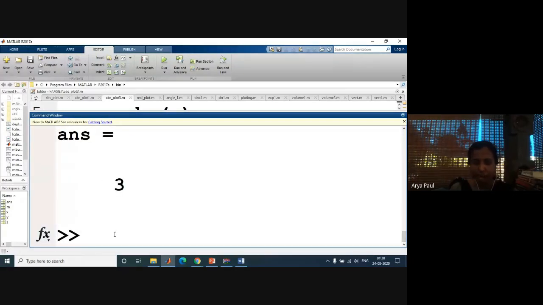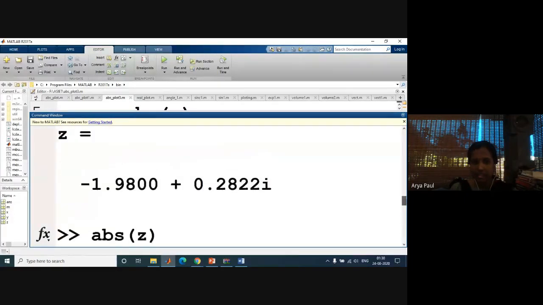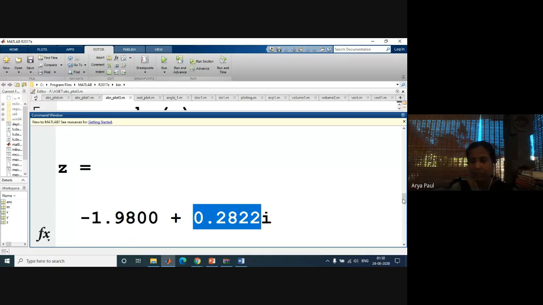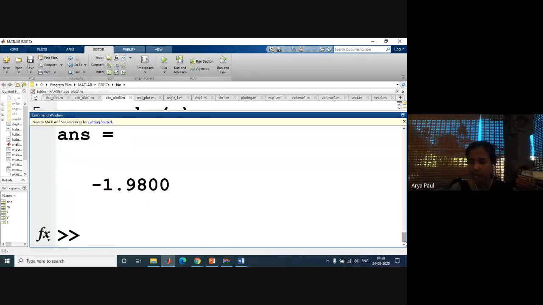I hope this is clear. Now, if you want to find the real part of z, you will get minus 1.98. That is the real part. And for the imaginary part you type IMAG, and that will give you the imaginary part also. I hope this is clear.